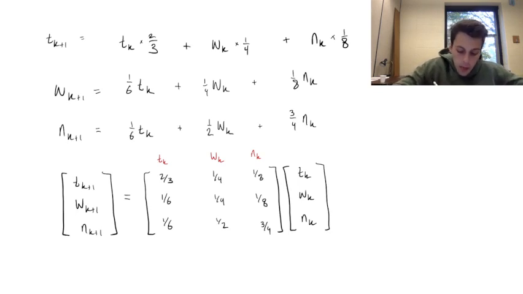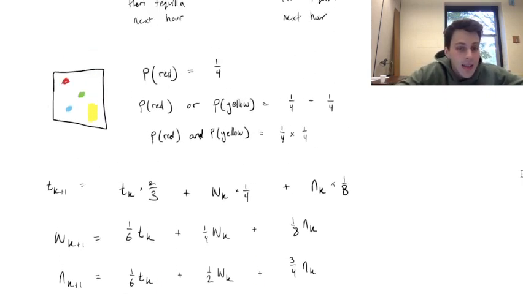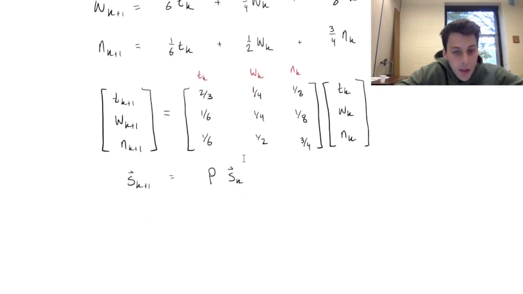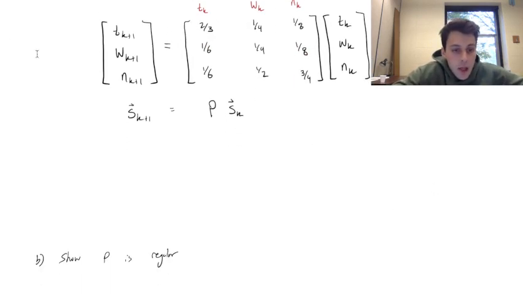Perfect. So this is our Markov chain, right? This is our state vector sk plus 1. This is our stochastic matrix P, and it's being multiplied by the state vector sk, right? So the question asked us to find the stochastic matrix P. So the stochastic matrix P is just this matrix right here. So we've done what part A is asking us to do. Great. Part B says show that P is regular.